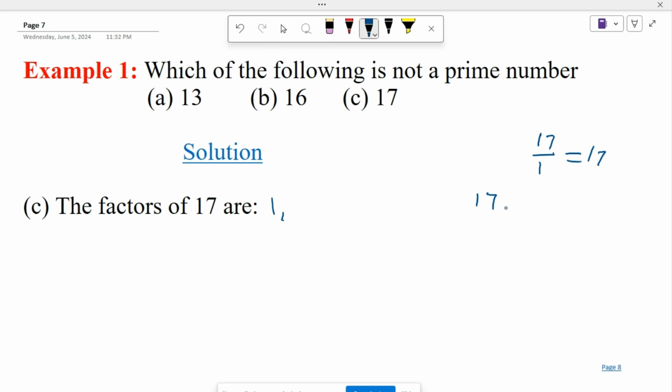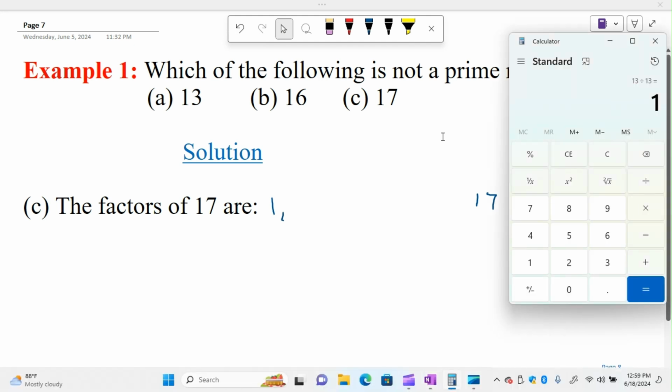Now, if you make an attempt of using 2, let's test that with our calculator. If you have 17 divided by 2, you will see that it will give us a decimal number, not a whole number. Can you see we have 8.5. So 2 is not a factor of 17. If you test 3, the same thing. If you test 4, the same thing.